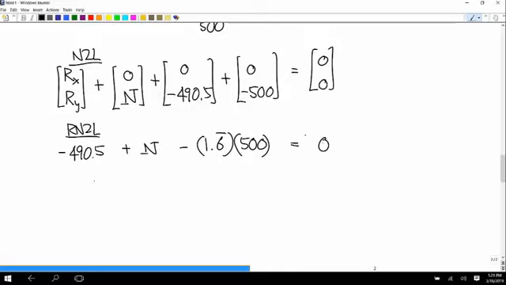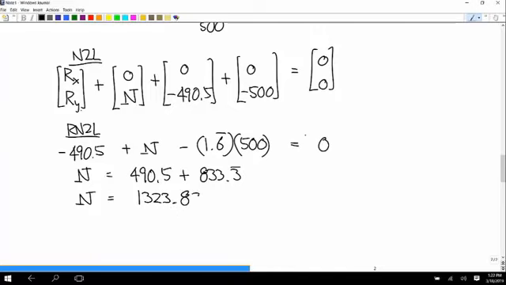So N is equal to 490.5 plus 833.3 repeating, I think. And what do you get if you add those up? 1,323.8, yeah, the 3 is repeating. Okay, and then we have N, and R has a 0 x component, so plug this value in for N, and what do you get for Ry?